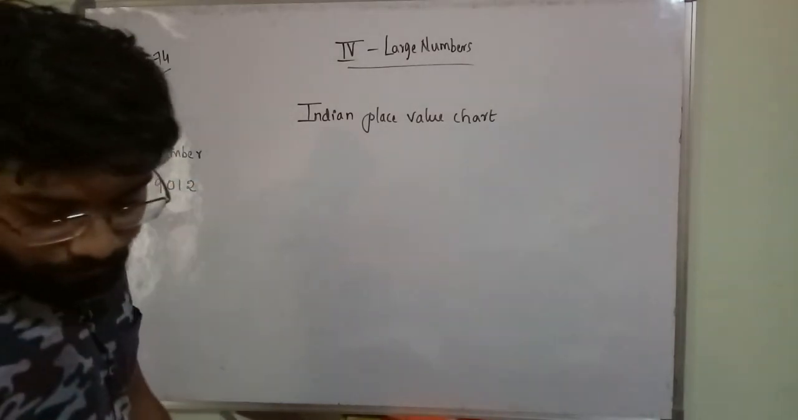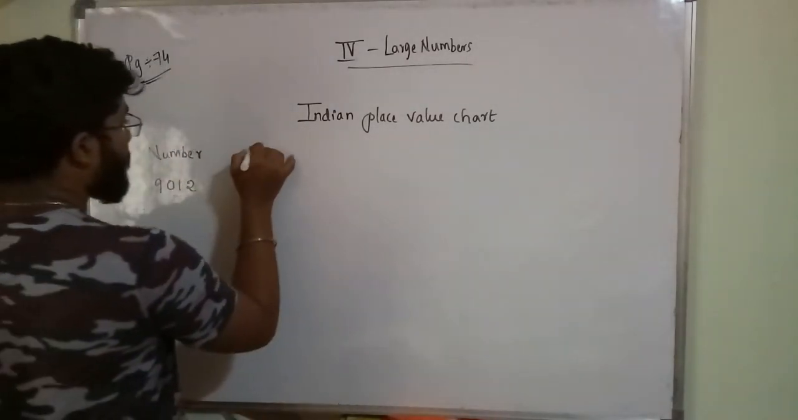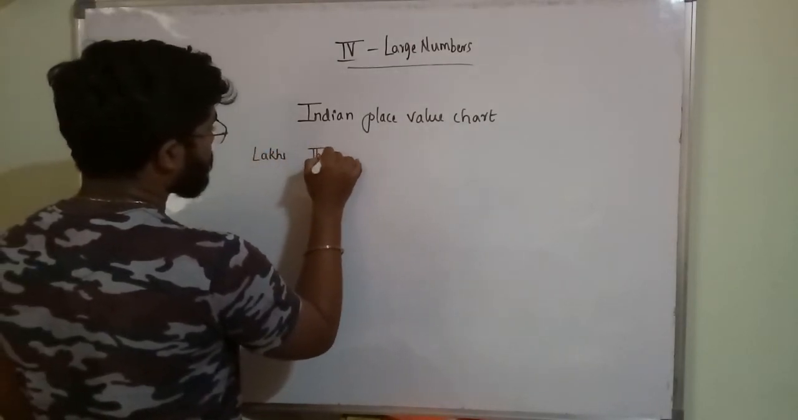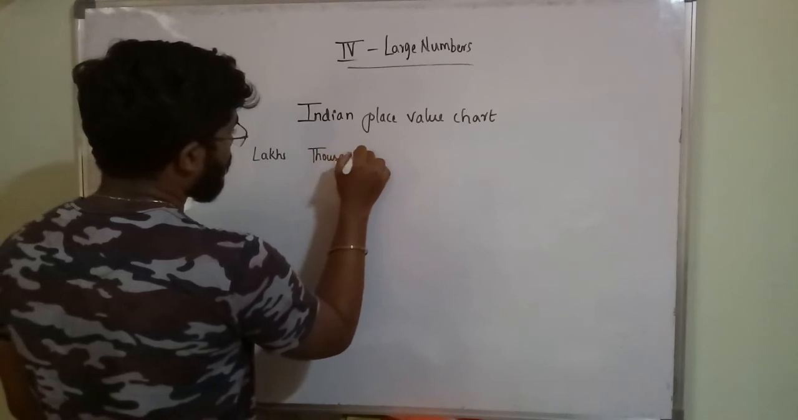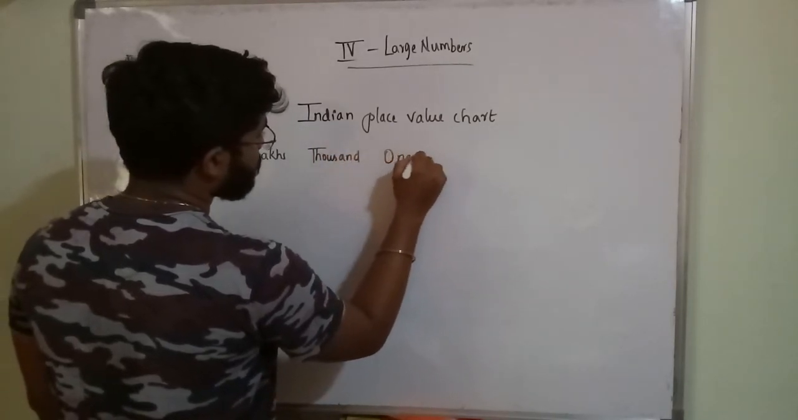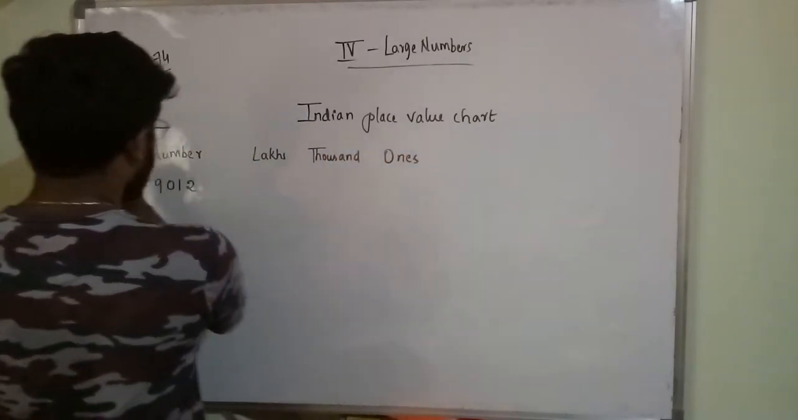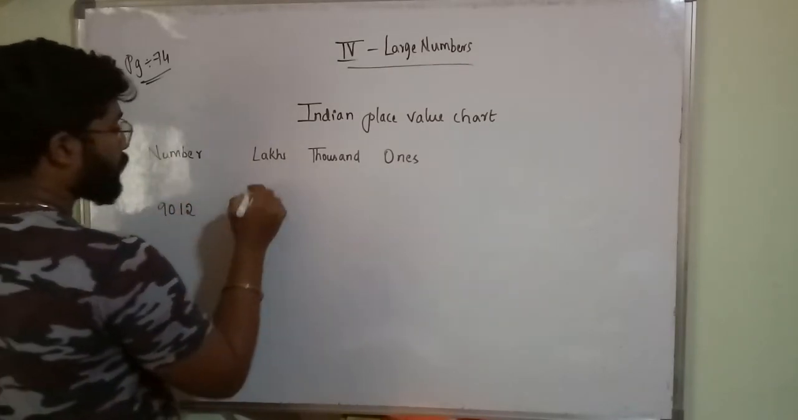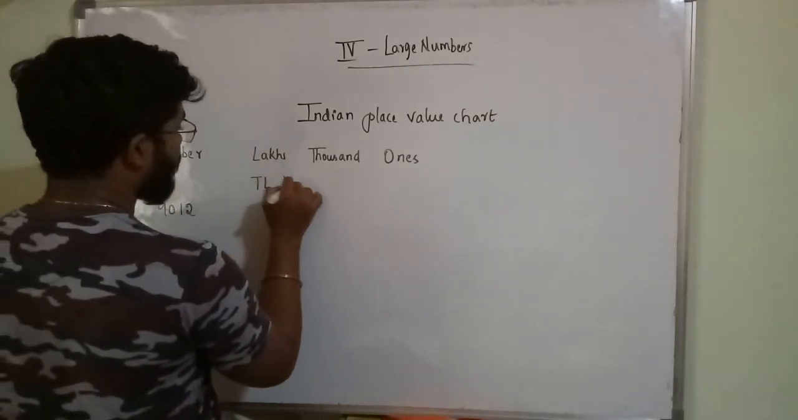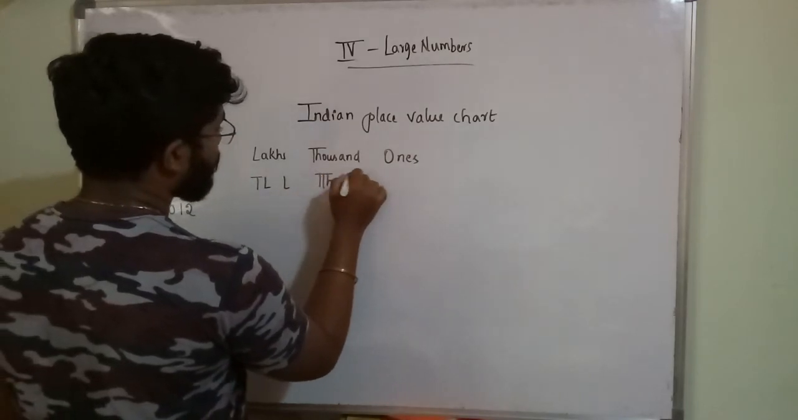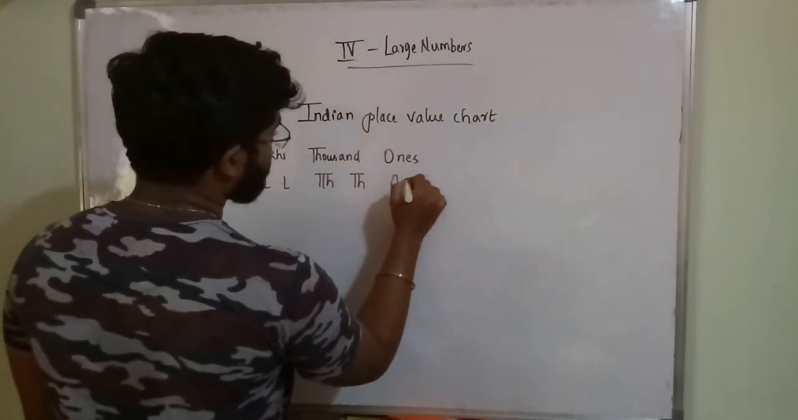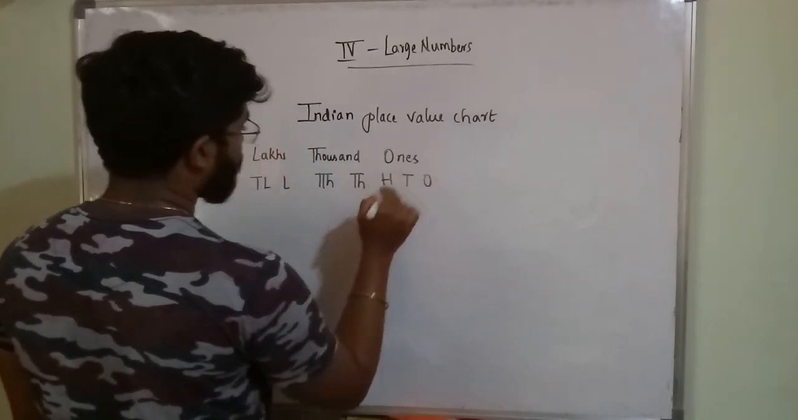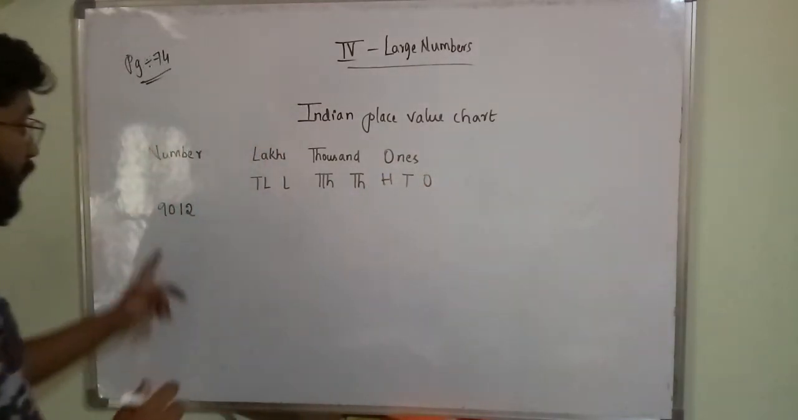So lakhs, thousands, and this is ones. Okay, this is 10 lakhs, lakhs, thousands, 10,000s, thousands. This is ones, tens, hundreds.